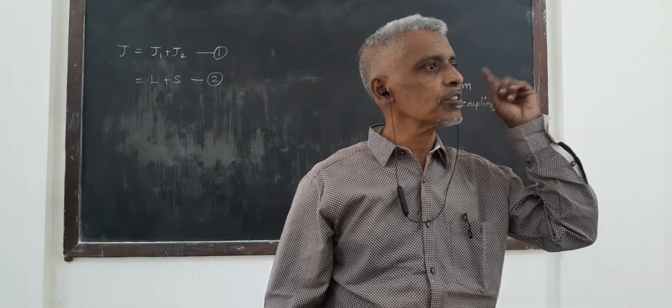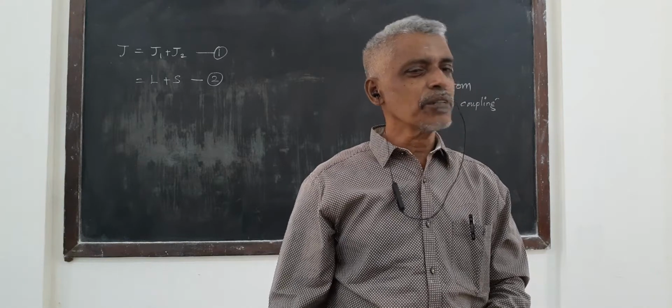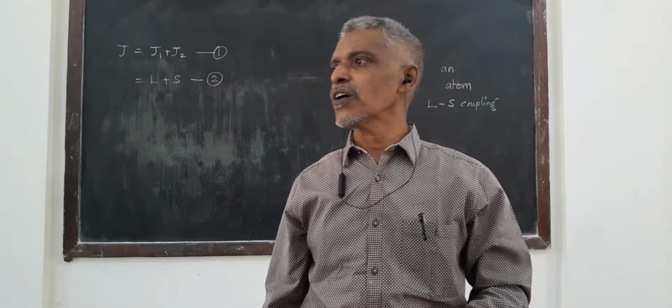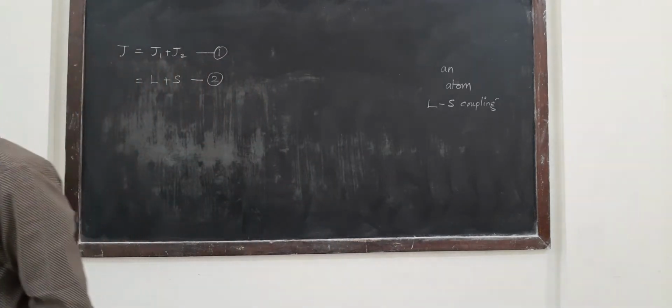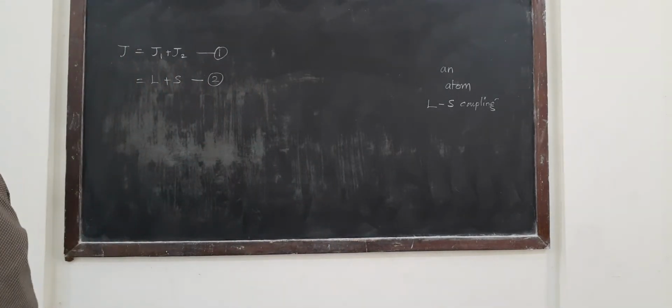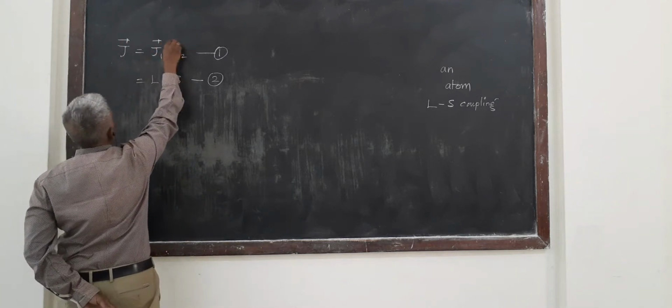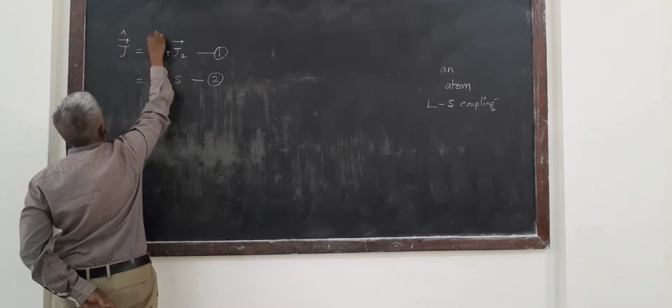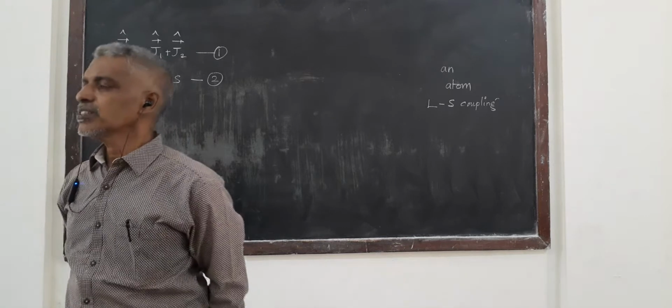Now go for equation number 1, J1 plus J2. Now you tell me what J1 stands for and what J2 stands for. J1 stands for, yes please. Eigenvalue. Capital J is equal to J. Is it eigenvalue?